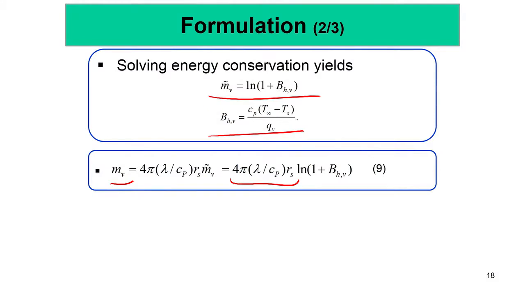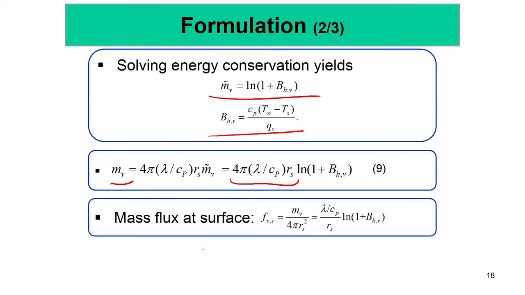And that is what this yields: m_v tilde is equal to nothing but ln(1 plus B_hv), 1 plus this heat transfer number, and the heat transfer number is Cp (T infinity minus Ts) over the latent heat. Now, one thing to note is that in both cases, the beaker problem as well as the droplet problem, the heat transfer number and the mass transfer number do not change. That is, they are independent of geometry, and as a result they are universal numbers. Okay. So, if you once again write it in the dimensional form, you get this same type of relation, but of course here it changes a little bit. It is 4 pi times lambda by Cp times Rs times ln(1 plus B_hv).